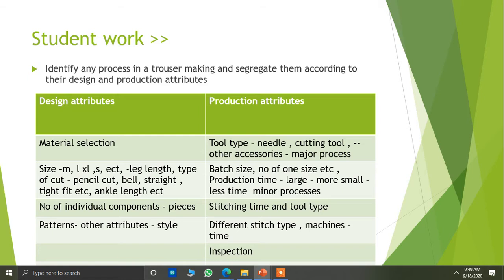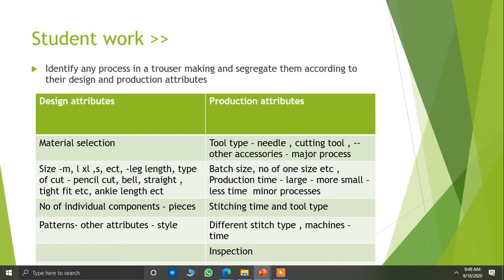The next one is your tool and your batch size and number of one size, etc. Like one particular size. Okay, how many numbers should I produce? L I should produce 1000, M I should produce 300, XL I should produce 10. Okay, so if the production time is larger, that means you are making a lot of manufacturing things in that.